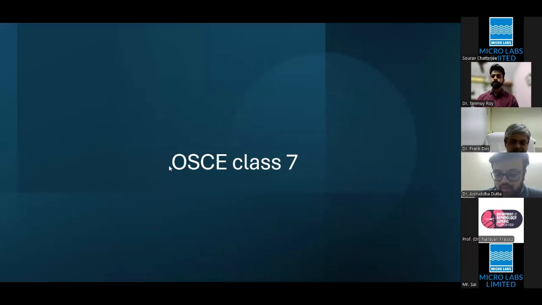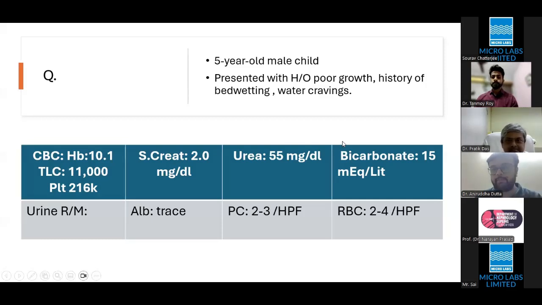So we will begin. This is your first question, and we'll go through the question. A 5-year-old male child presented with history of poor growth, bedwetting, and water craving. In lab investigation, hemoglobin is 10.1, total leukocyte count 11,000, platelet 2,16,000, serum creatinine is 2, urea is 55 milligram per deciliter, bicarbonate is 15. In urine microscopy, albumin is trace, pus 2 to 3, and RBC 2 to 4.